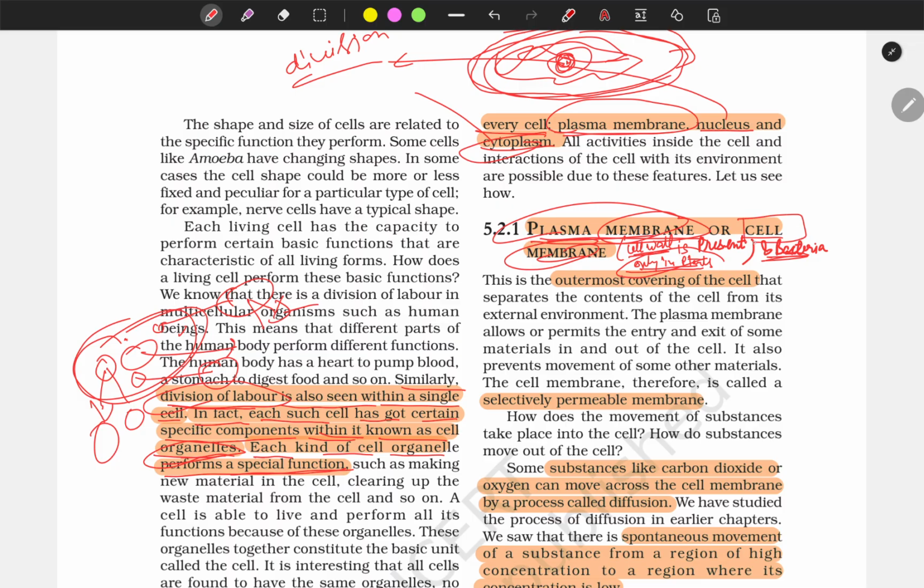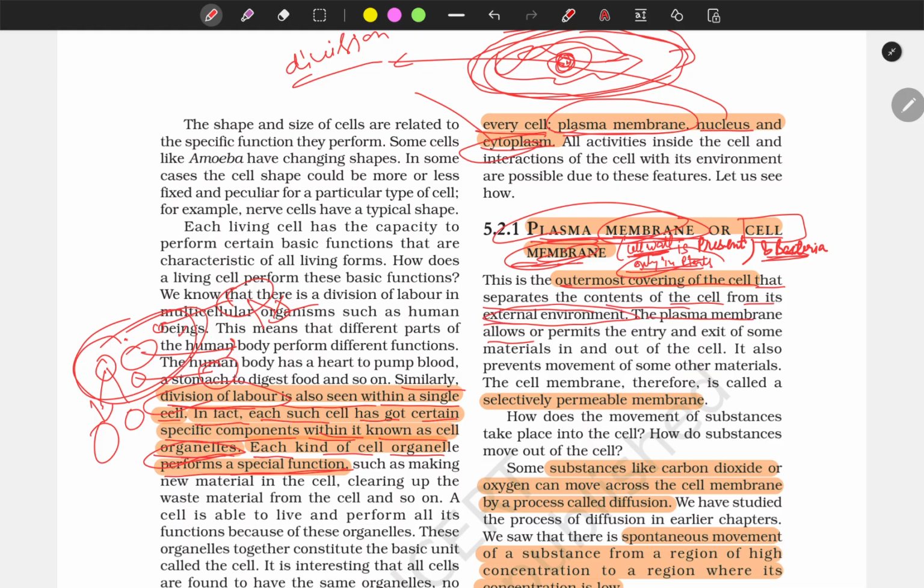We have two different terminologies. One is cell membrane and one is cell wall. Cell wall is different from cell membrane. Every cell has a cell membrane, but not every cell has a cell wall. So what is a plasma membrane? This is the outermost covering of a cell that separates the content of a cell from the external environment.